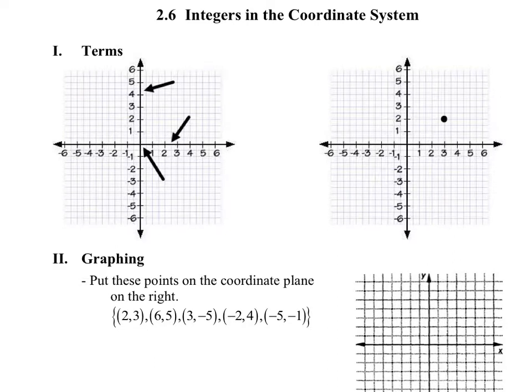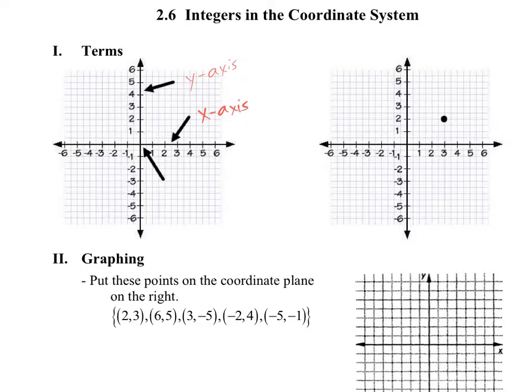We're looking at integers in the coordinate system. So terms, I think this is stuff that you've seen before. This first arrow up here points at this line, which we usually call the y-axis. So that's the y-axis. Then this line here is the x-axis.